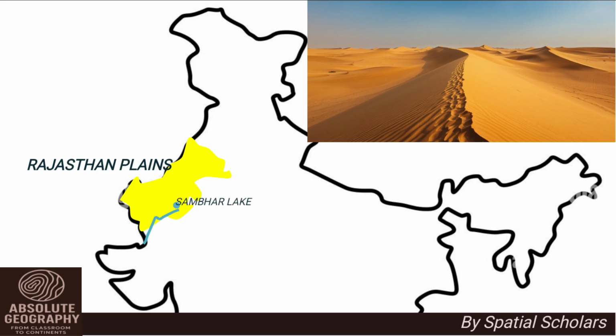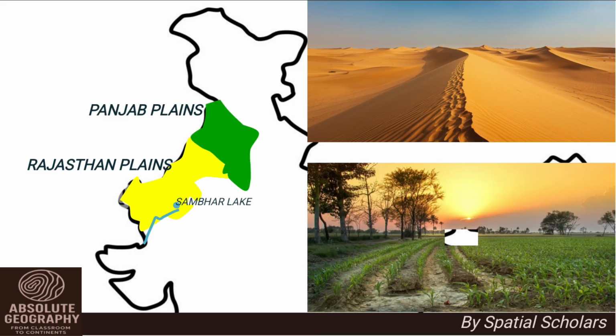The Luni River is the most important river in this region. North of the Luni Basin, inland drainage is common and several saline lakes are found here, such as Sambhar and Didwana. These saline lakes are important source of common salt and other minerals. Moving eastward, we come to Punjab-Haryana Plain.